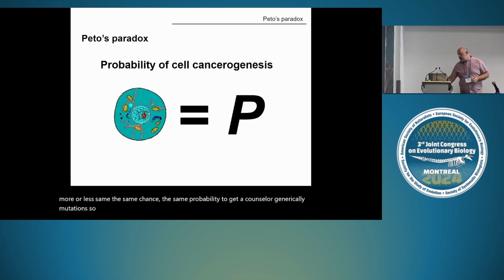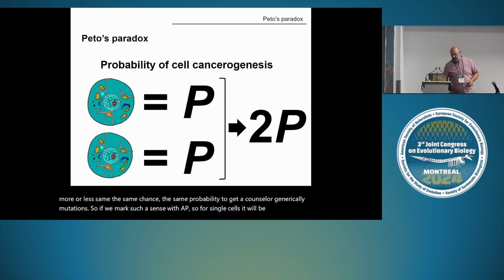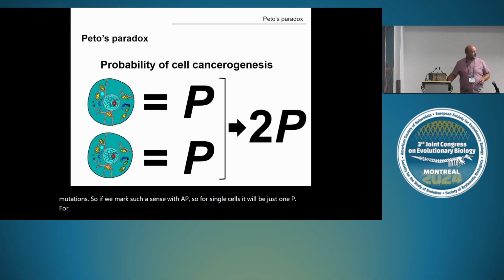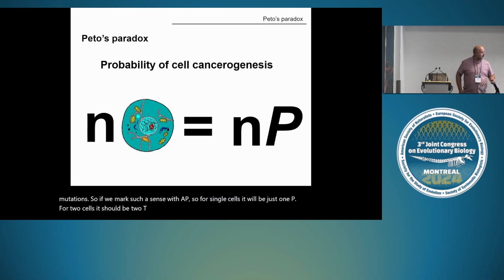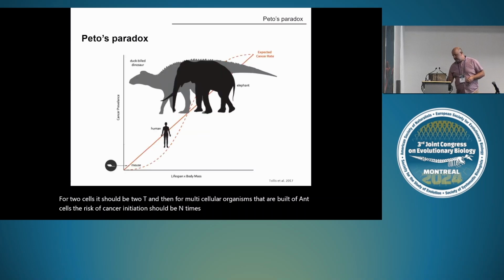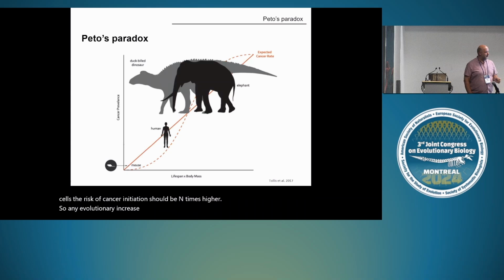So if we mark such a chance with a p, for single cells it will be just 1p, for two cells it should be 2p, and then for multicellular organisms that are built of n cells, the risk of cancer mutation should be n times higher. Yep. So any evolutionary increase in the number of cells, and thus body mass, should lead to higher cancer frequency, and all else should be equal.